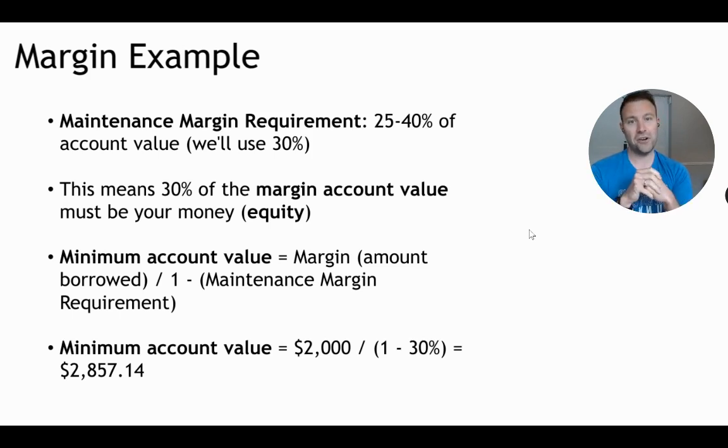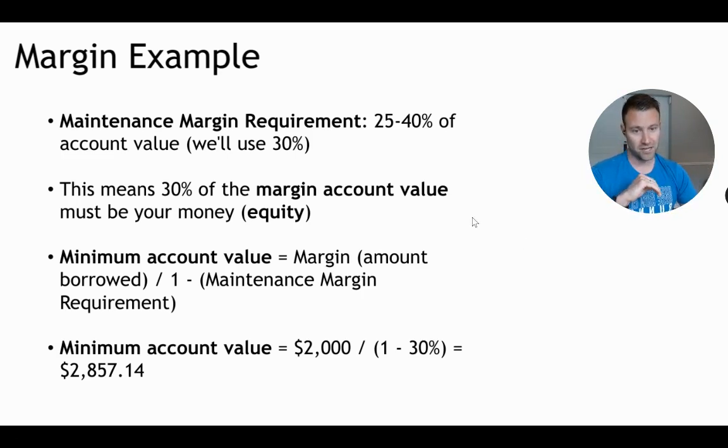So when you start to think about, okay, what's my minimum account value? Like, what's the lowest my account can go down to and still meet that requirement? You just take your margin, so whatever you borrowed, and divide it by 1 minus the maintenance margin requirement. In this case, I borrowed $2,000. My maintenance margin requirement is 30%. So if I take 2,000 divided by 70%, or 0.7, I get $2,857.14. What that means is my $4,000 account has some room to go down before I run into trouble.